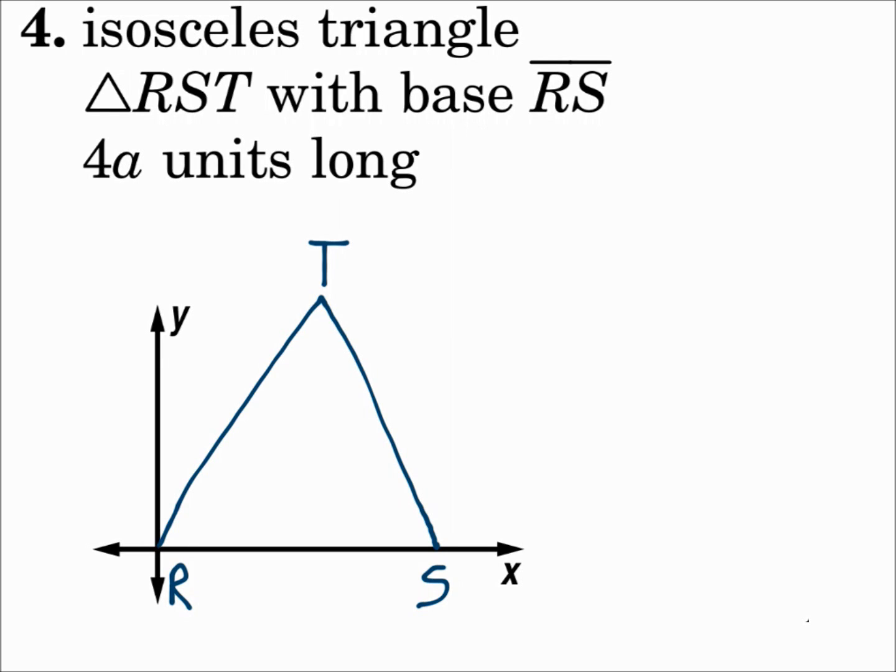So let's see what coordinates we can figure out now. Since point R is at the origin, it has the coordinates 0, 0. Since they tell us that the base is 4a units long, that means that point S is 4a units to the right. So its x-coordinate is 4a. Since it's on the x-axis, the y-coordinate of point S is 0.